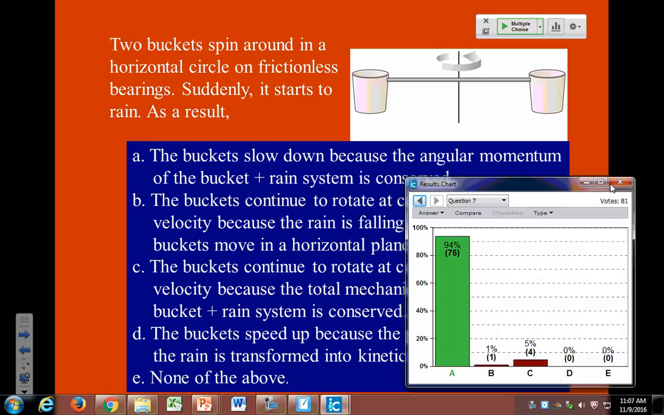All right, awesome. A is right. Y'all remember the cart with the rain falling into it as it travels along? It slowed down, you remember, because of conservation of momentum. The mass goes up, so the speed goes down. The same thing is happening here.